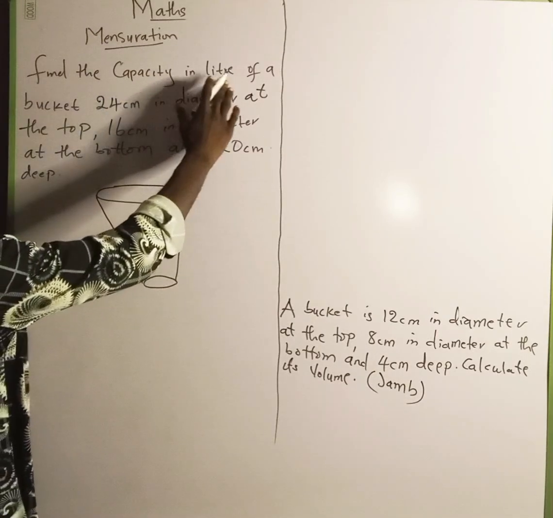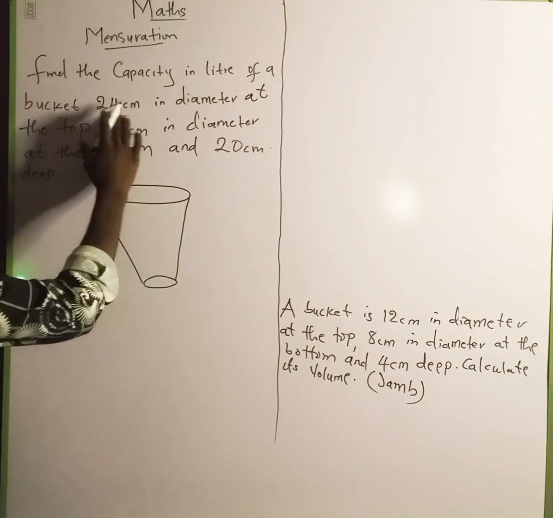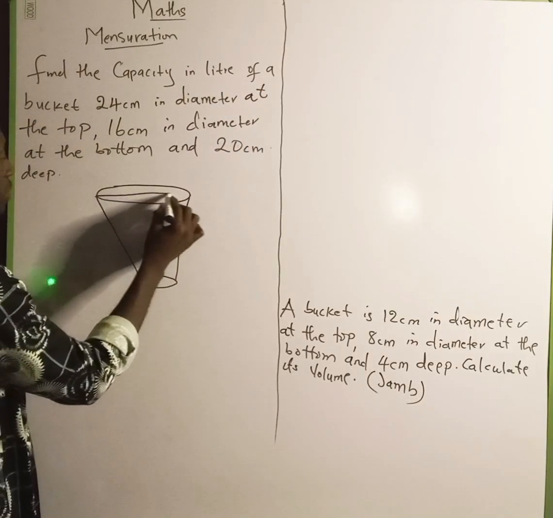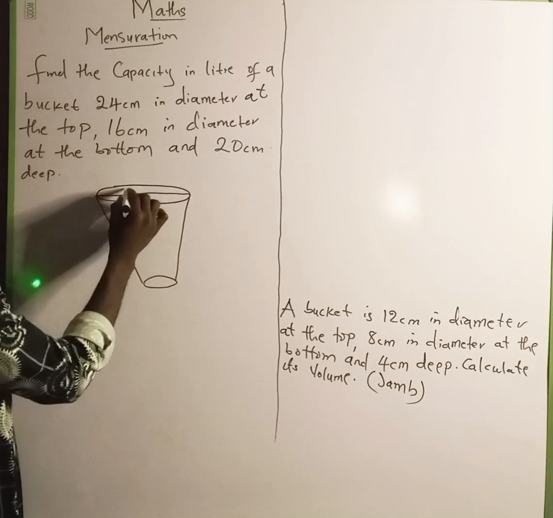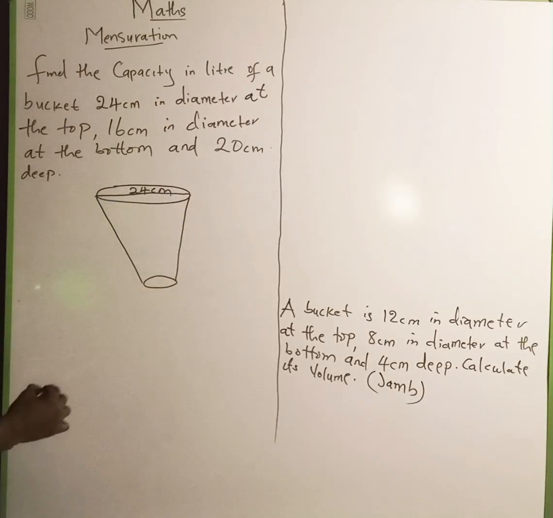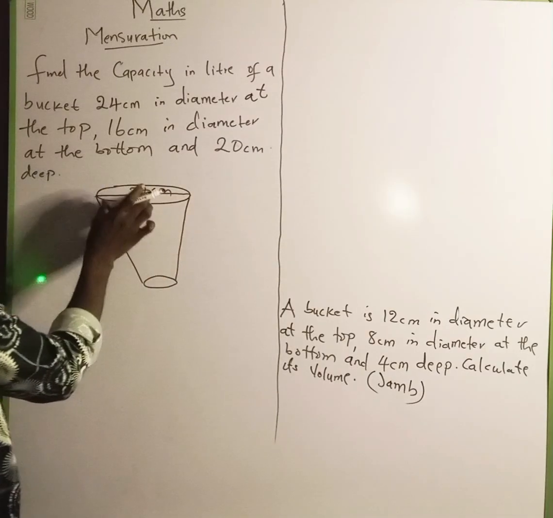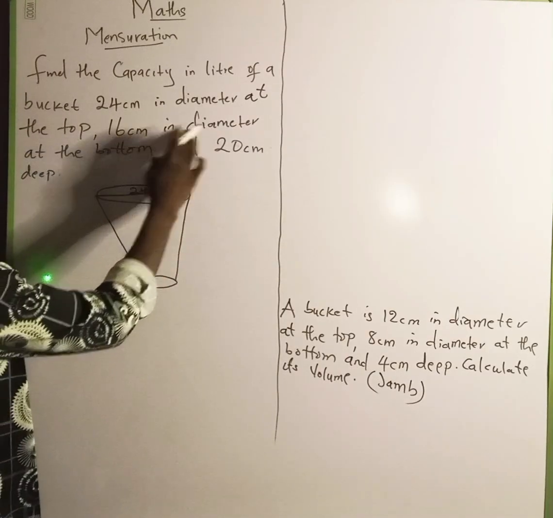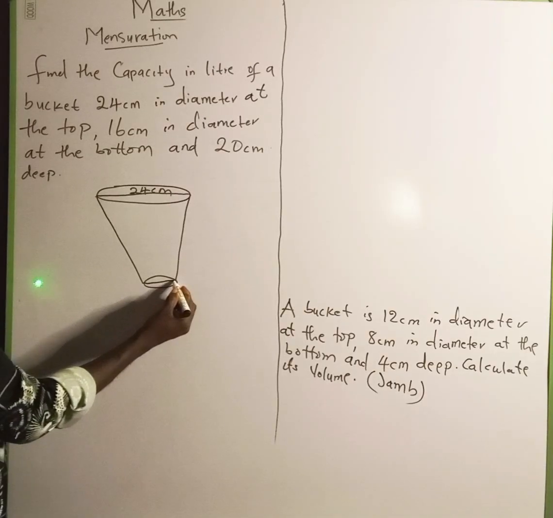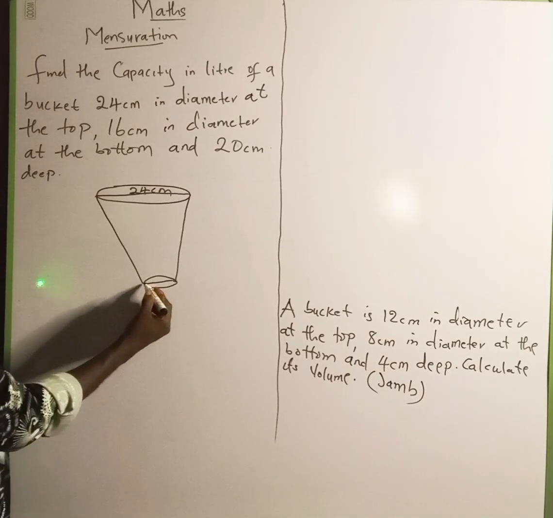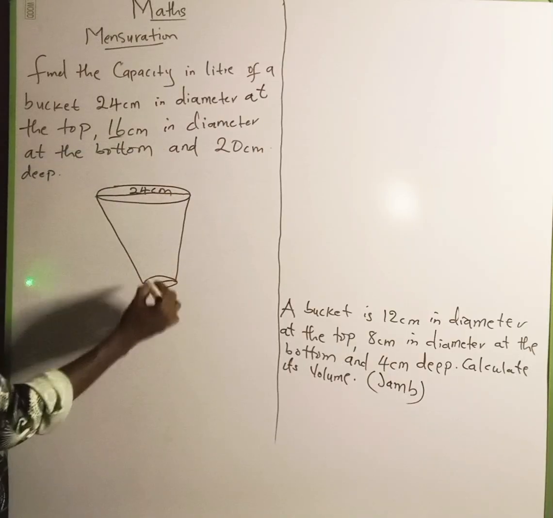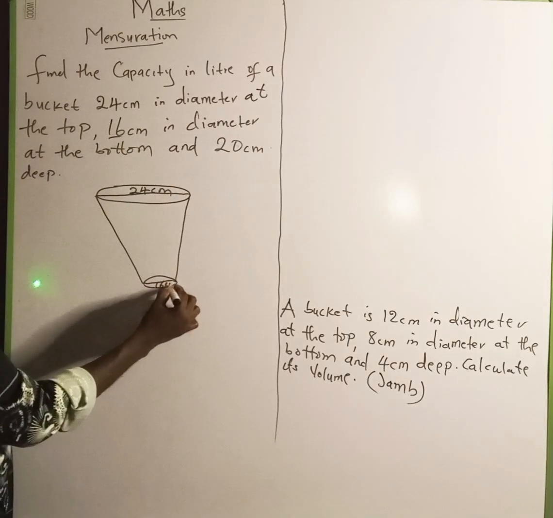Find the capacity in liter of a bucket, 24 cm in diameter. This diameter, the line that divides the circle into two equal parts, is 24 cm, right? And that is at the top, then 16 cm in diameter at the bottom. The downside of it, this is the bottom. They say the diameter is 16 cm. So here becomes 16 cm.